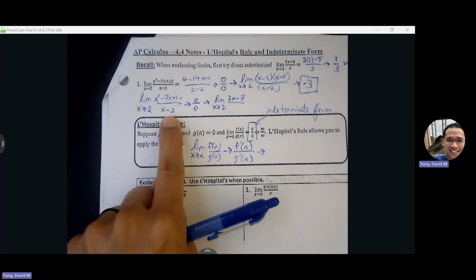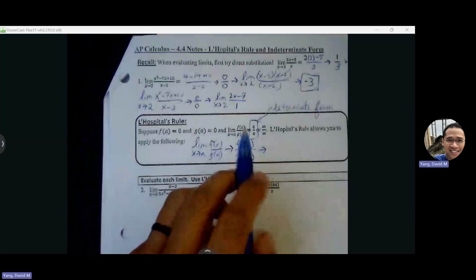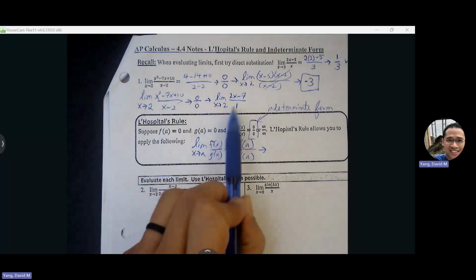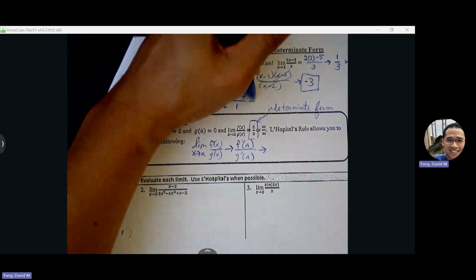And then separately, we'll do the derivative of the denominator. X minus 2 becomes what? 1. Okay, so now that we have the derivative version of the numerator and denominator, we can reevaluate our limit. So now plug in 2 for x, we get 4. 4 minus 7 is -3. So we get the same result.